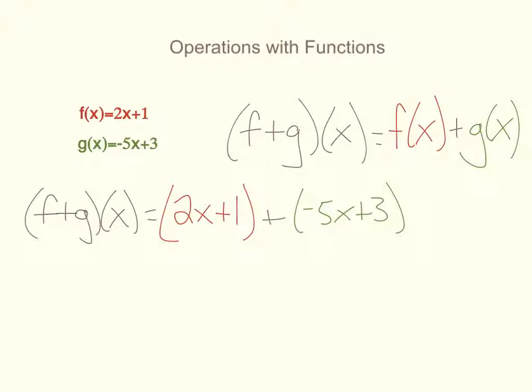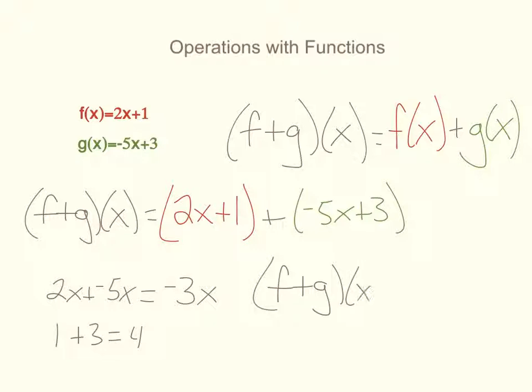2x plus negative 5x would be negative 3x, and 1 plus 3 is 4. So f plus g of x is equivalent to negative 3x plus 4.